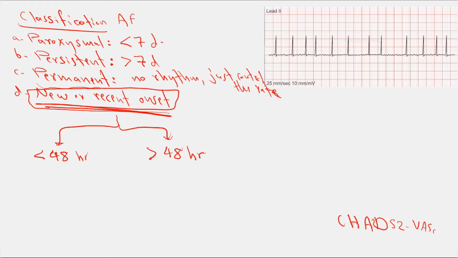So if there is a window for treatment, if it is less than 48 hours, you can do rhythm control. If more than 48 hours have passed from the starting of the AF, or the history is not very well known, the timing, then rate control.